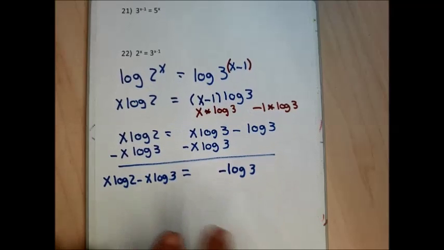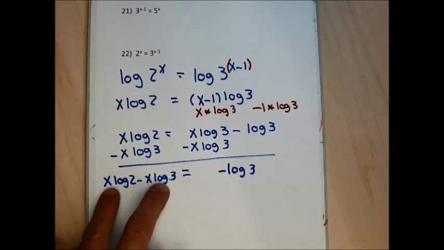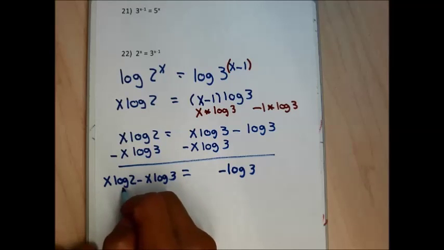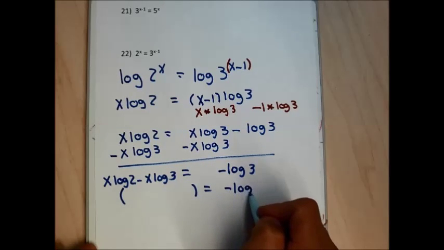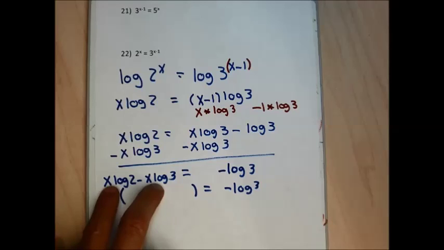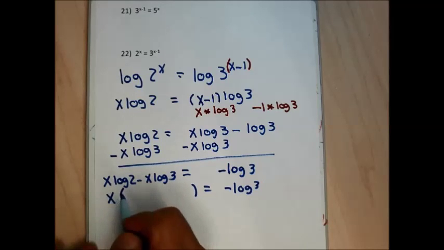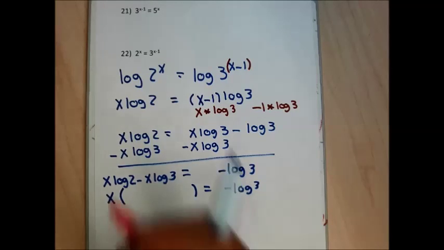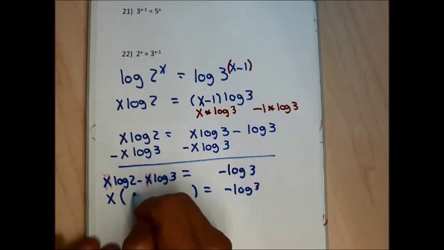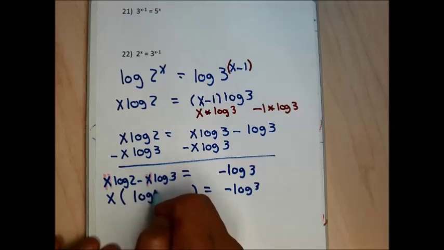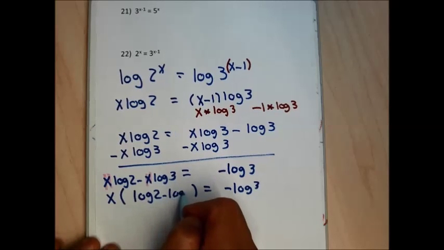On the left-hand side, each term has an x. I'm going to factor out a common factor of an x, so I'm going to write one parentheses, put the common factor of x in front of that parentheses, and then after I take an x away from each piece, that's what I'm going to write inside the parentheses. So I'm going to write log of 2 minus log of 3.